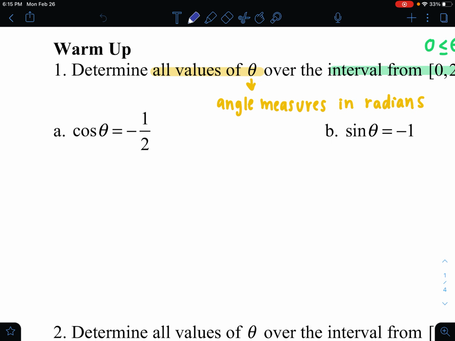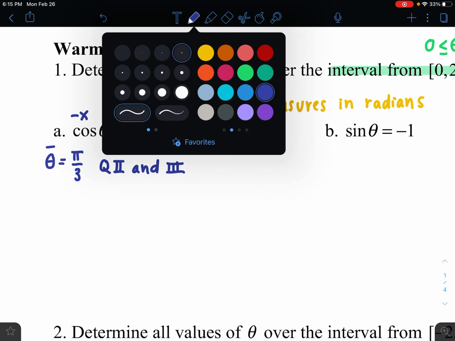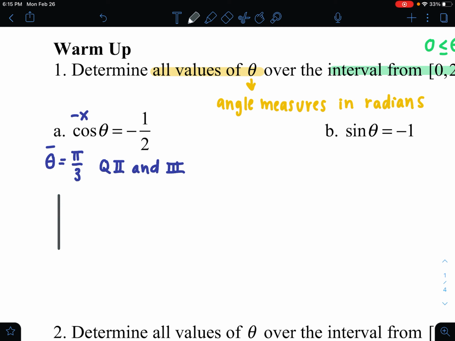So looking at this, we say cosine is x, and I'm going to ask myself what reference angle has a cosine of 1/2. Well, that's going to be pi over 3, and we know that we have a negative x in quadrants 2 and 3. So I'm going to sketch my quadrants here. We know that it'll be in quadrant 2 and 3, meaning that it'll be furthest from the x-axis.